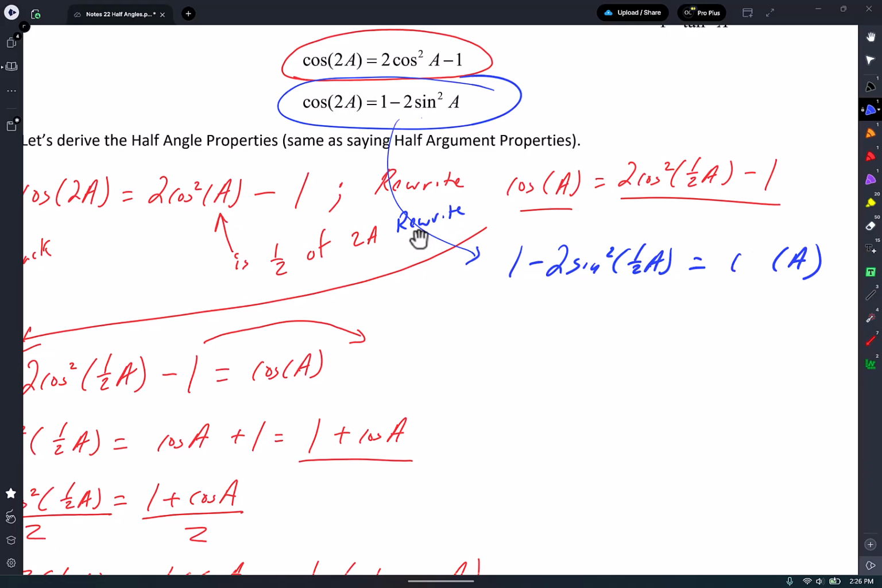That's cosine of 8. I don't see any issue. I think we're still okay right now. Is anyone lost? Yeah, let me know if I make mistakes, guys. I make mistakes all the time.